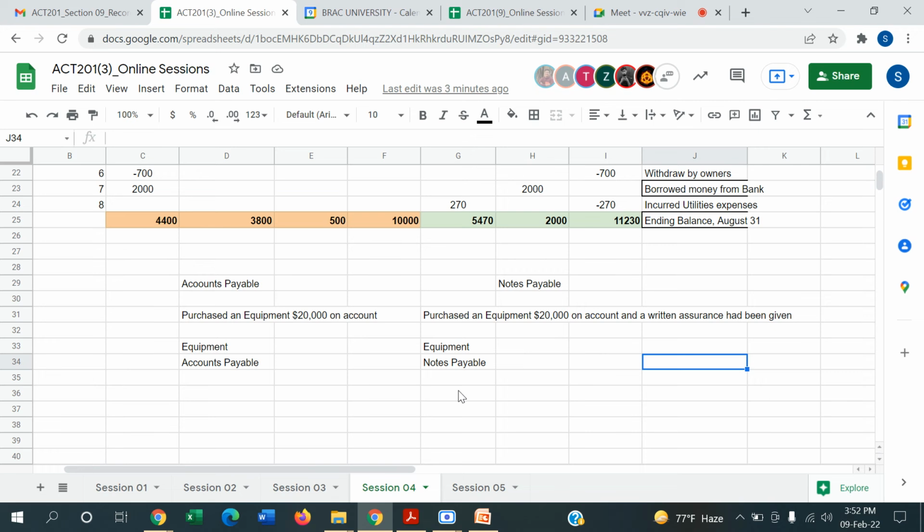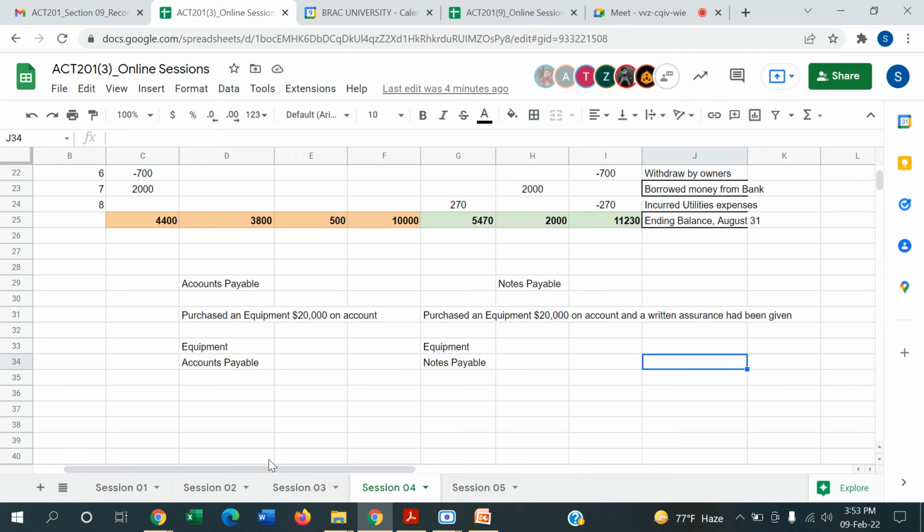Sir, I have a question. Should the money receipt of that equipment be considered as written assurance? No, no. A money receipt will not be considered as a written assurance. There will be a specific stamp. You have to sign it on a stamp.